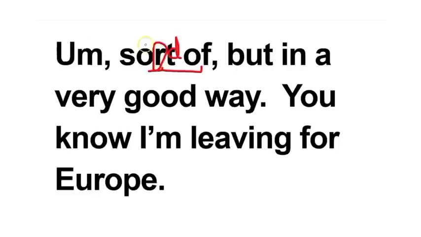If we think of this as one word, stress is on the first syllable, sort of. And the second syllable is very fast. It has the schwa, not a full vowel. Sort of, sort of. Sort of, but in a very good way.